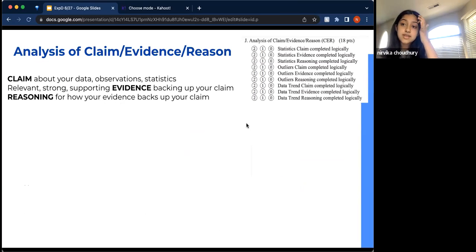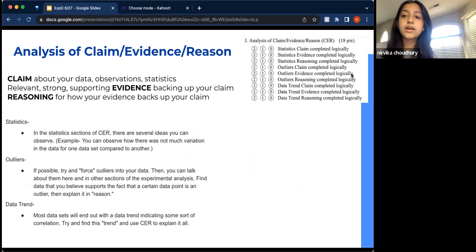Okay, this is probably the section that everyone skips, but it's the most major part. It's the analysis of claim, evidence, and reason. What you want to do is make a claim about your data, observations, and statistics. You want relevant, strong supporting evidence to back up your claim, and then you need reasoning for how your evidence backs up your claim.